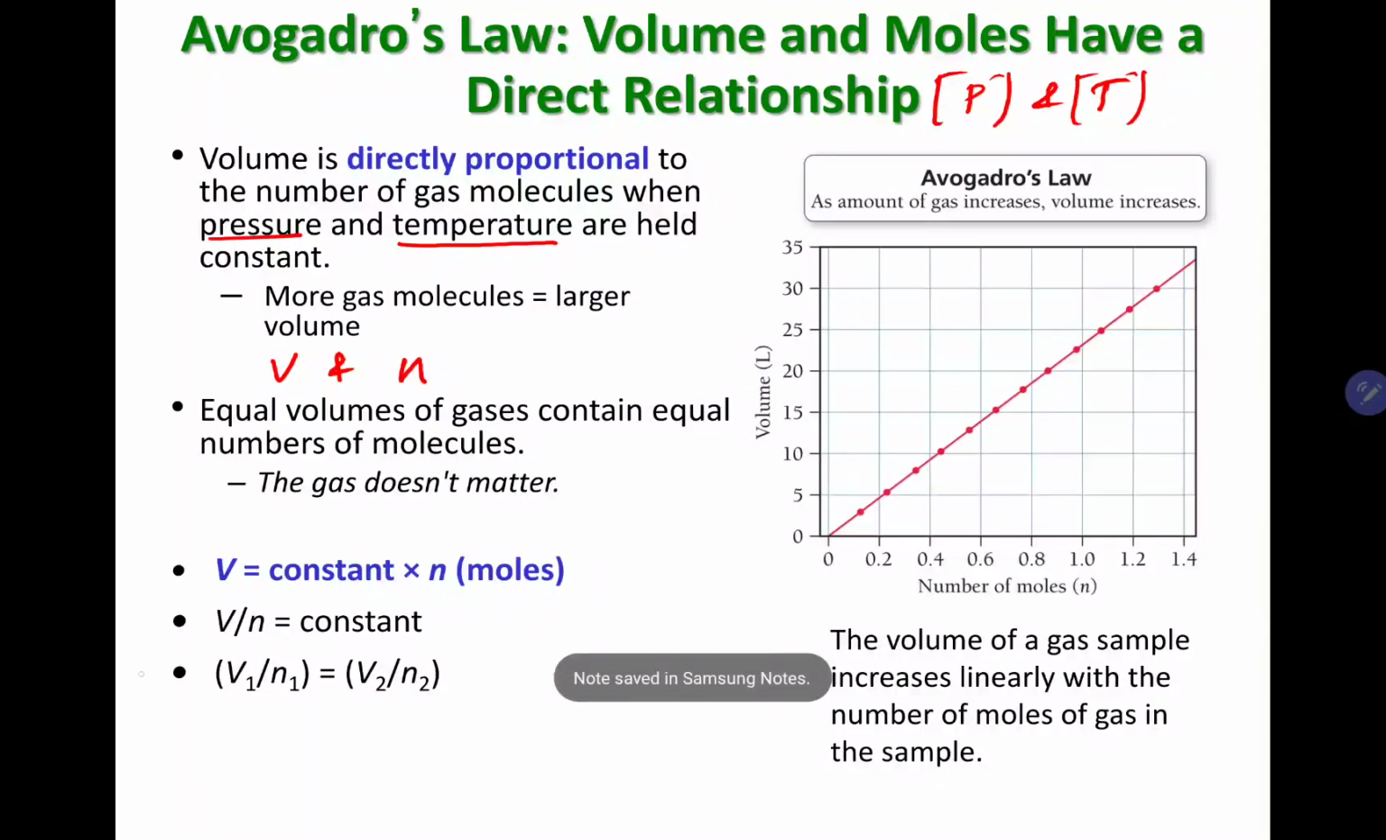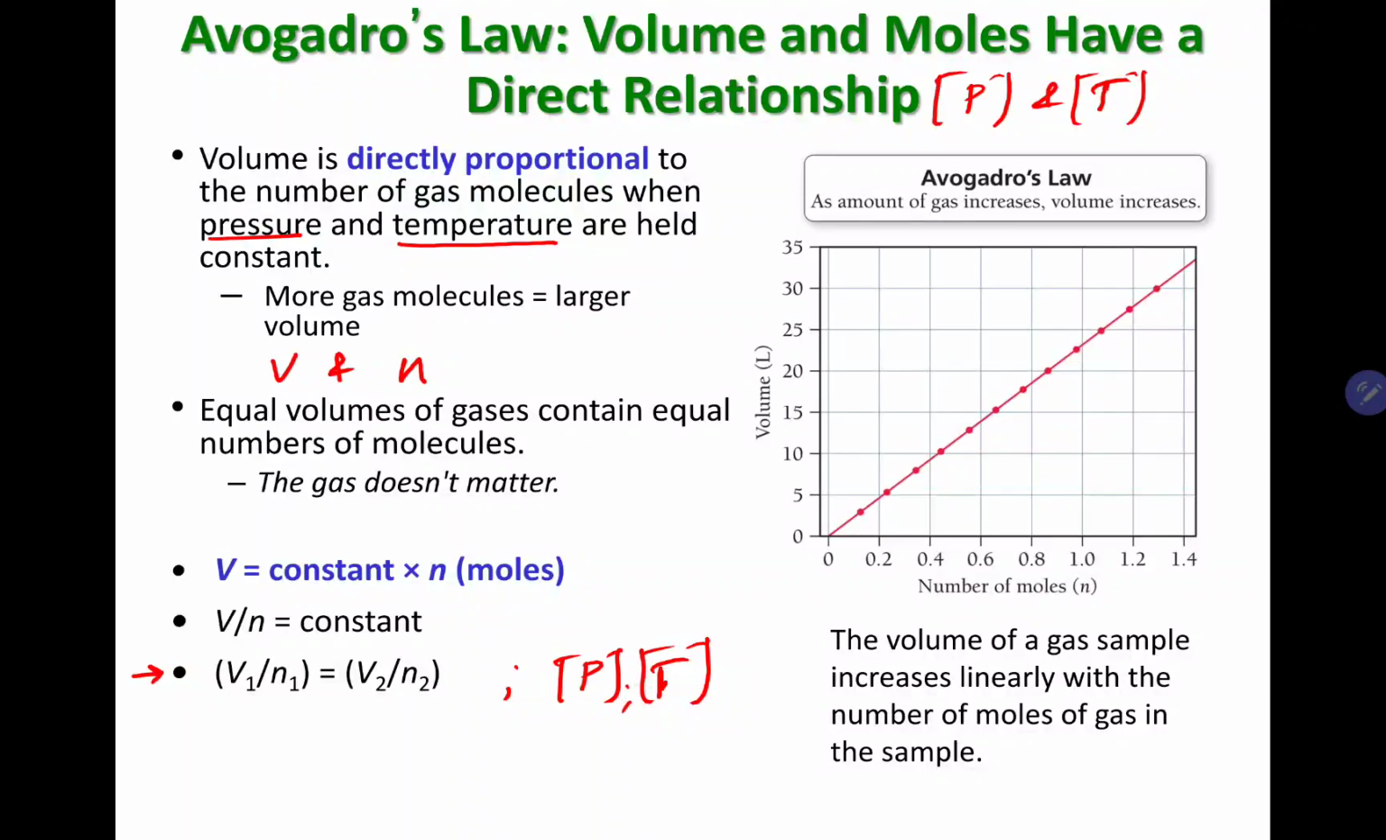This right here is the equation that we just derived: V1 divided by N1 equals V2 divided by N2. This is known as Avogadro's law. But if you want to apply Avogadro's law, remember you always have to have the pressure and the temperature of a gas constant. Pressure and temperature should always be constant.